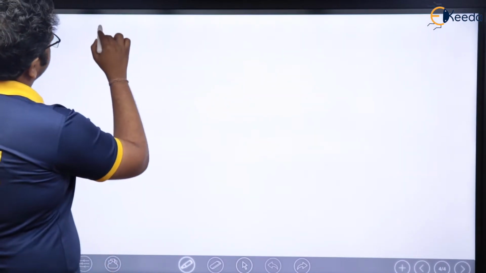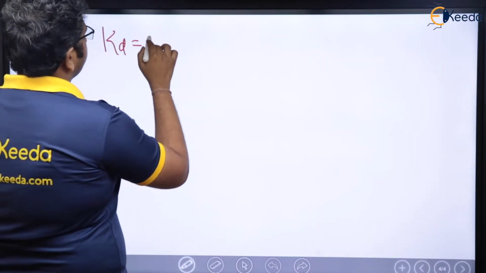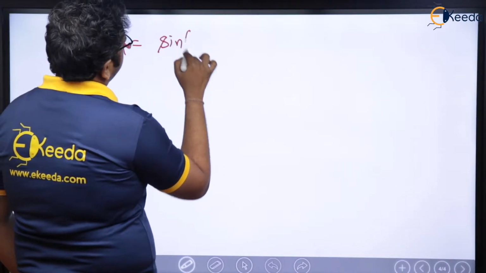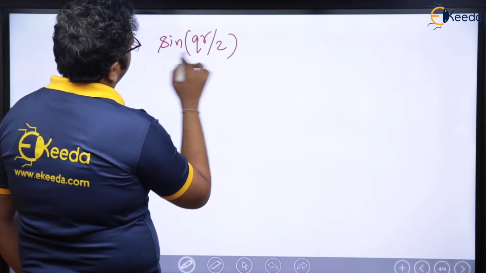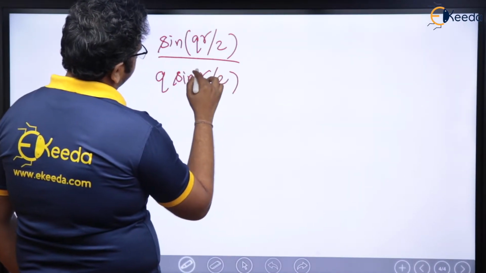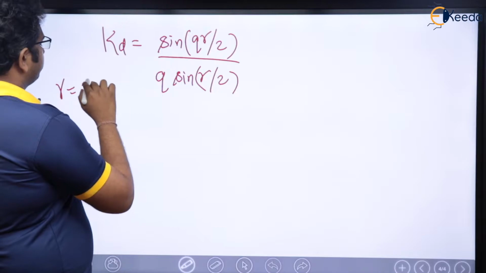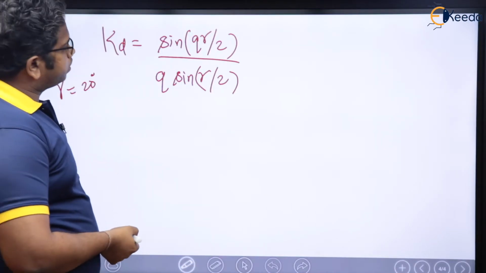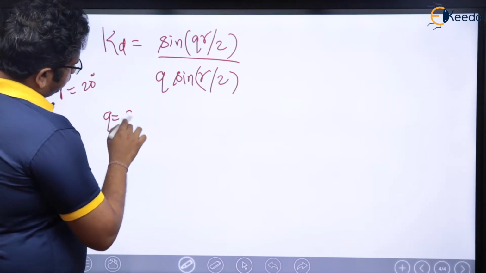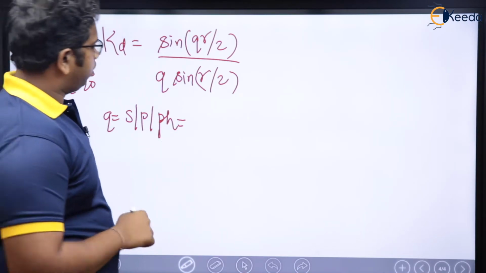What is Kd first? Kd is going to be sin(Q gamma by 2) upon Q sin(gamma by 2). We already know the value of gamma. Gamma is 20 degrees, we just calculated that. What about Q, sir? Q is going to be slots per pole per phase. Now let us see how it is going to be there.